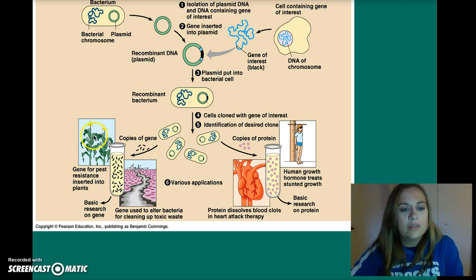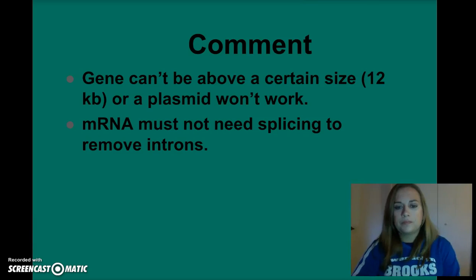So here we have a gene that's being inserted into plants. This one is showing that a gene could be used to alter bacteria so they can be used to clean up waste. This could be a protein that dissolves blood clots in heart attack therapy, or then we also have that human growth hormone, and it can treat stunted growth.